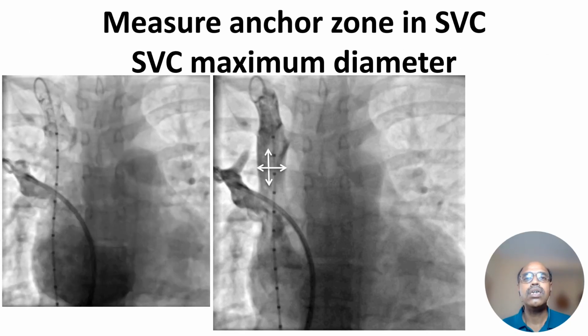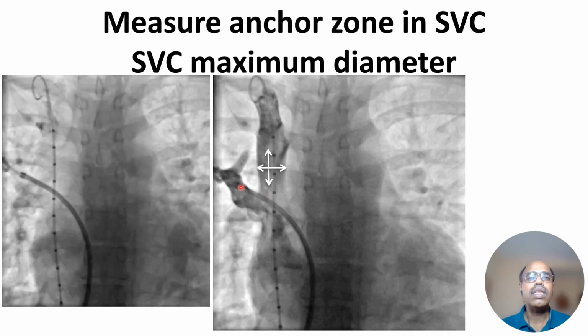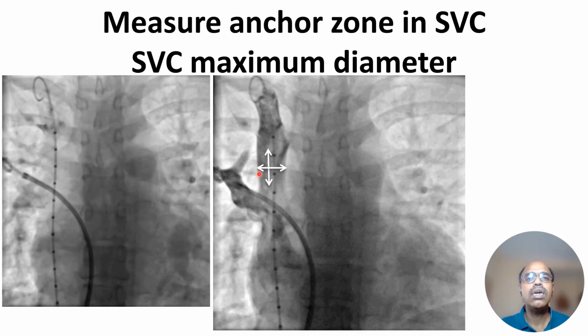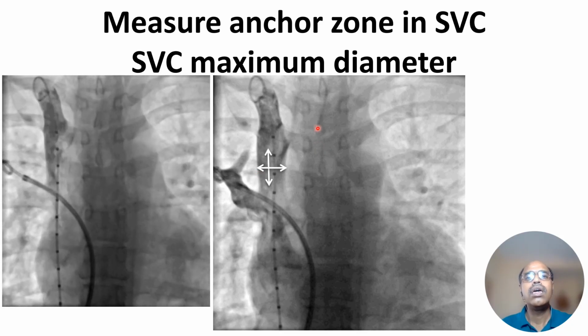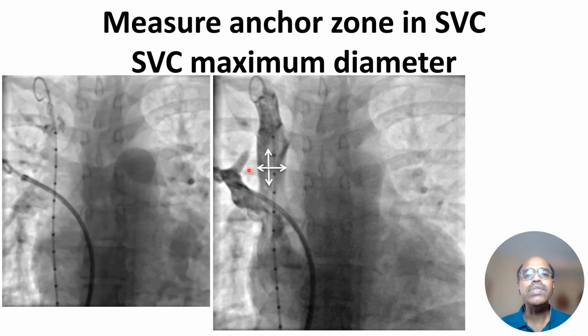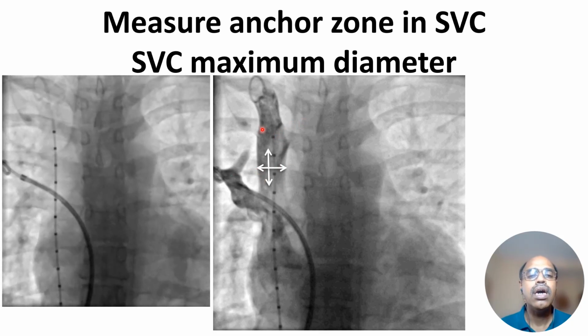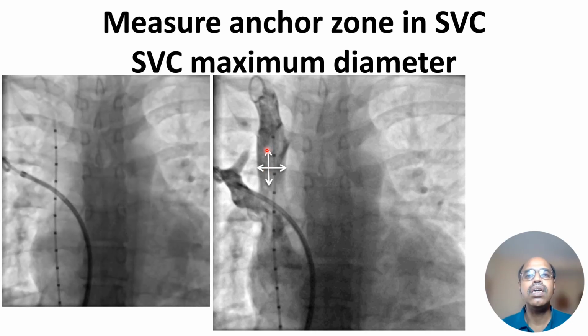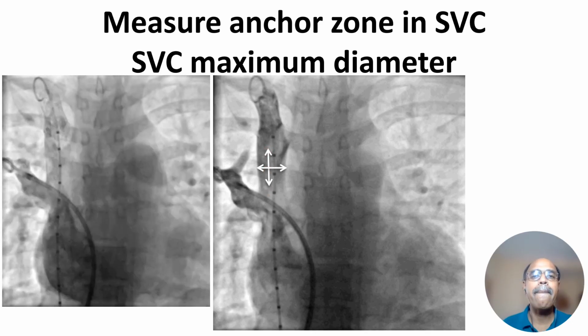Freeze the image when the contrast is filling both the venous structures and make a measurement: SVC diameter and the SVC anchor length. SVC anchor length is between the innominate vein to the pulmonary vein.